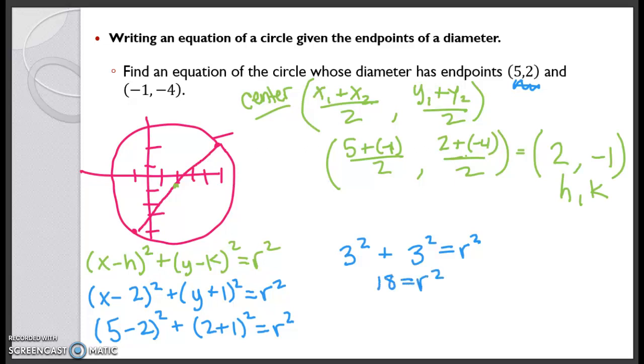So what's the whole equation? Well, I take that r squared and I put it right here, and I have the whole equation. So (x minus 2) squared plus (y plus 1) squared equals 18. And there you go. There's writing an equation of a circle given the endpoints of a diameter.